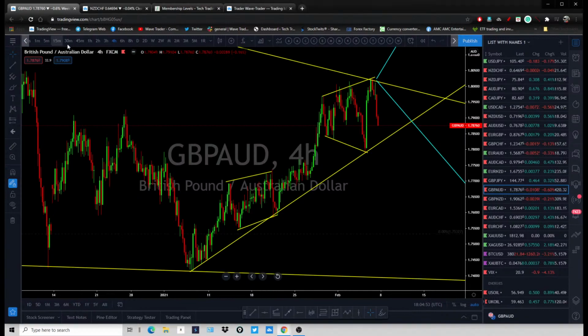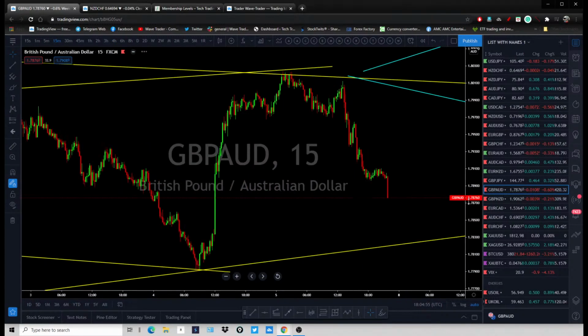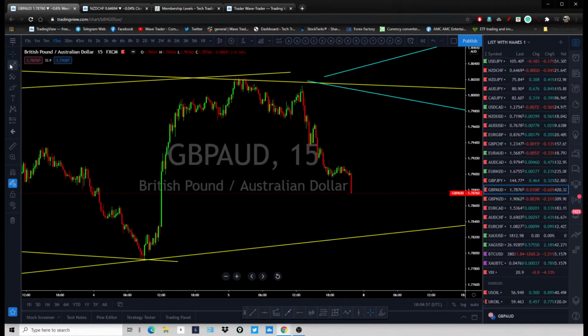Okay, let's go to the lower time frame. Price is already going lower. We were looking for a sell off on this chart, and we got a sell off on it. Let me check if I do get a chart on it quickly.